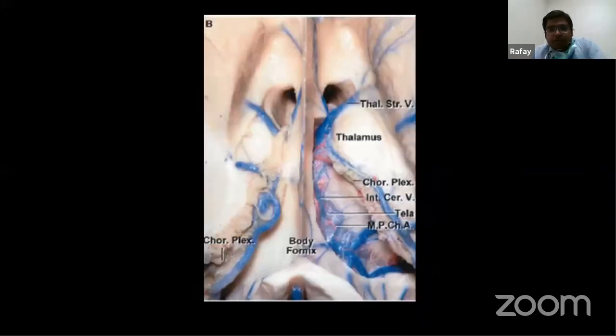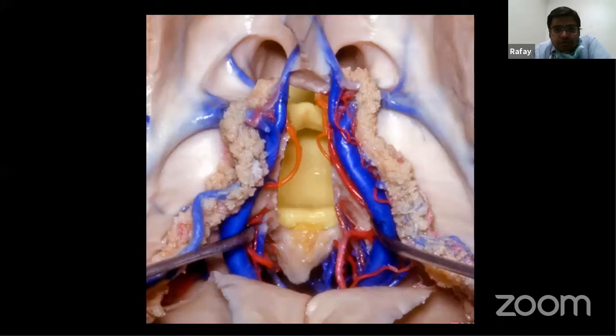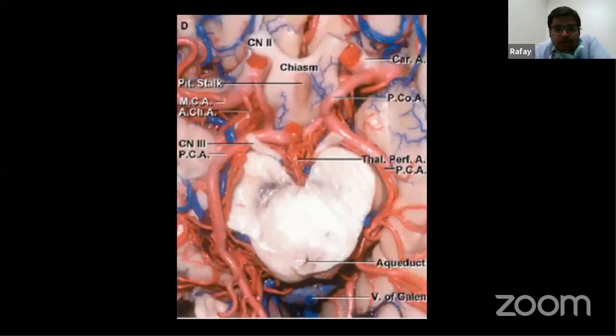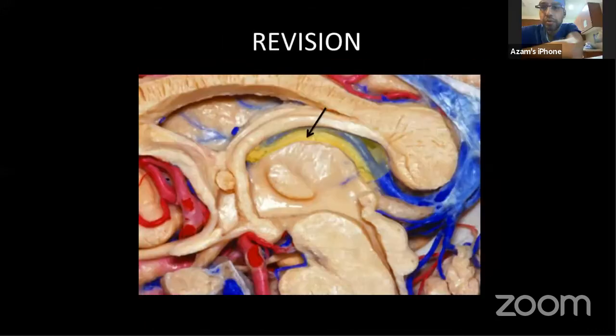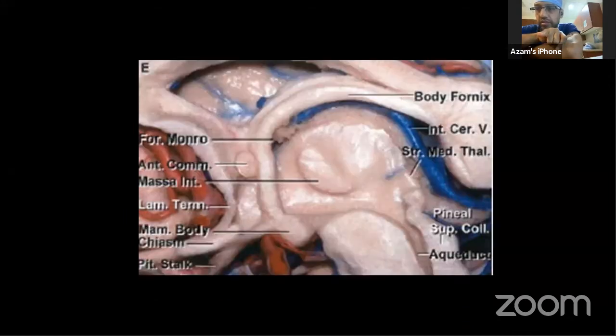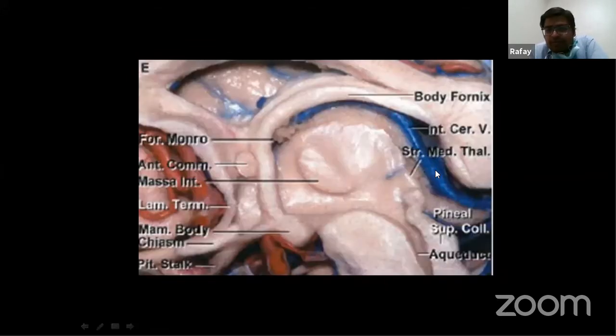Okay. Now for a quick revision for the residents, I will ask some questions. One other last thing: are you going to cover the venous anatomy here again or no? You showed the posterior third ventricle and the internal cerebral veins some. Sir, I have already discussed the internal cerebral vein.